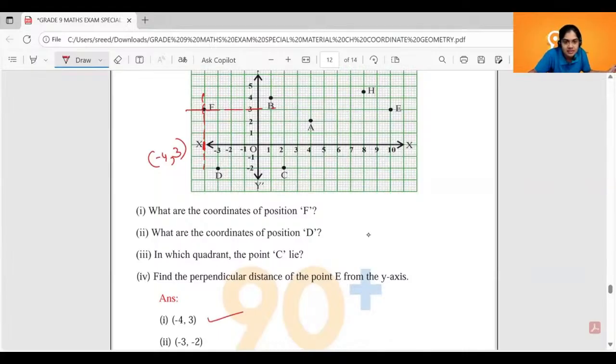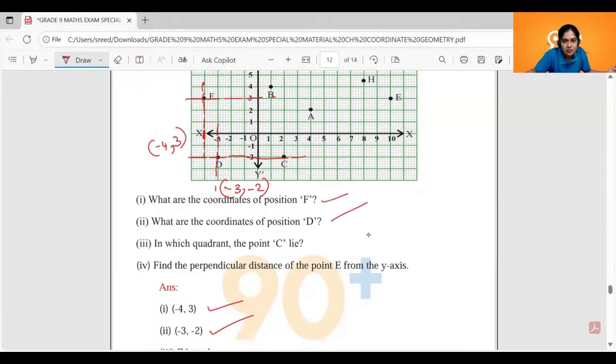What are the coordinates of point D? D is a point on the graph. I'm drawing the perpendicular like this, passing through D. So the x coordinate is touching at -3, right? And the y coordinate is touching at -2. So -3, -2. That's also right. So these two questions are completed.